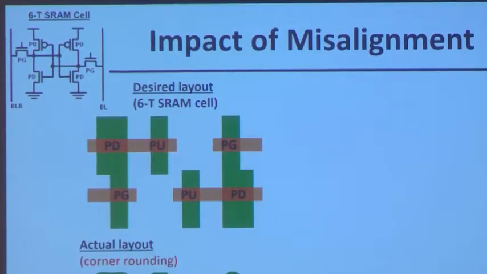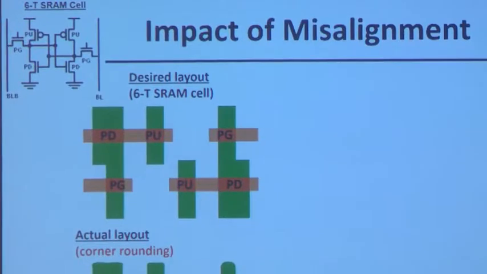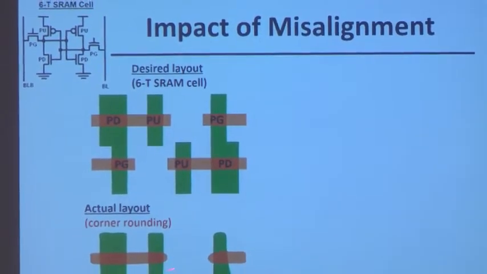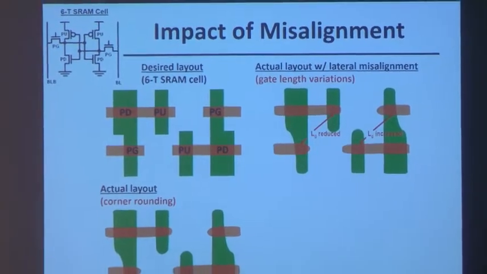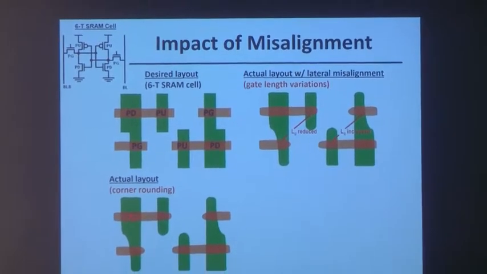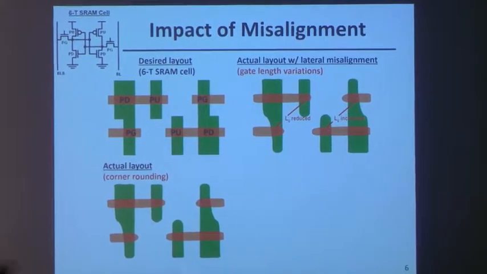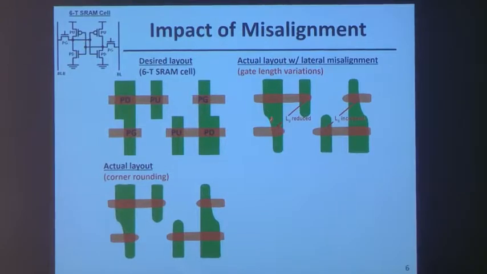But with sublithographic features, you get rounded features like this. What's worse is that you pattern the active area, the green patterns on the silicon, and then you align the mask for the gate to pattern the gate electrodes to the existing features, the green features on the wafer. And there's always going to be some misalignment, right? You're never going to get perfect alignment everywhere.